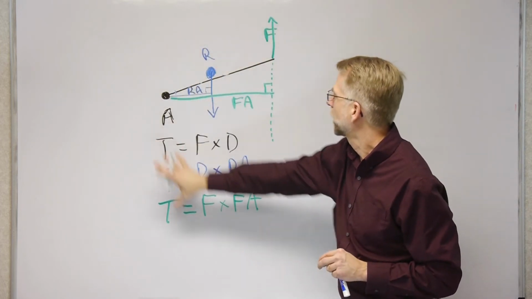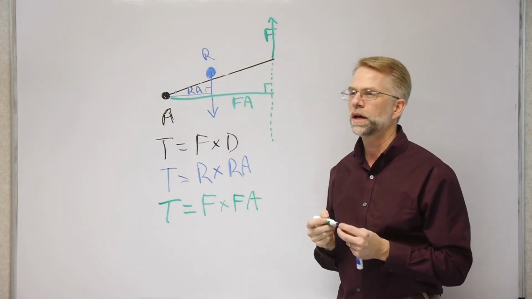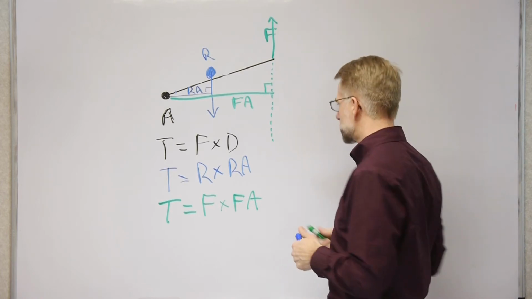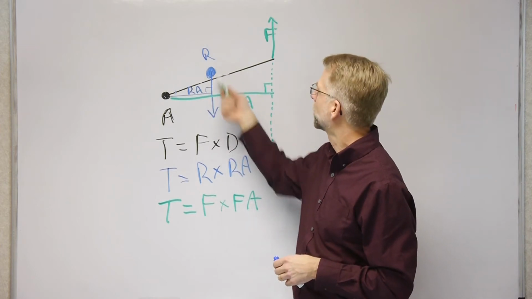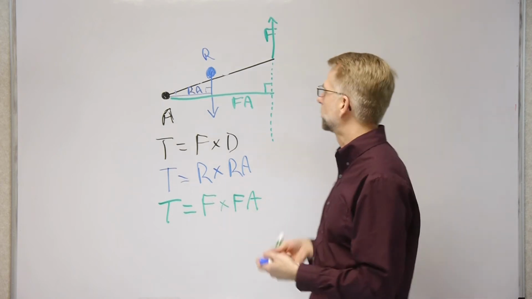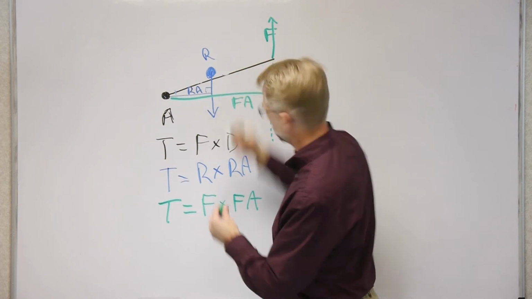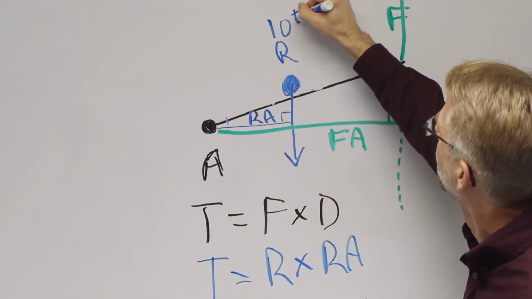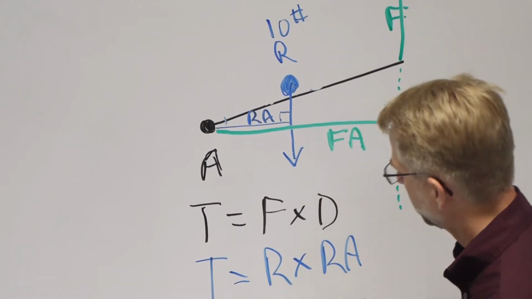So that is kind of how we apply the formula for torque to this particular lever system. Now let's add some numbers to this just to see how this works. Let's say for our resistance here, in our wheelbarrow we have a sack of sand or something that we're moving, and that's going to weigh 10 pounds. Okay, so that's our resistance. We can plug that in right here.